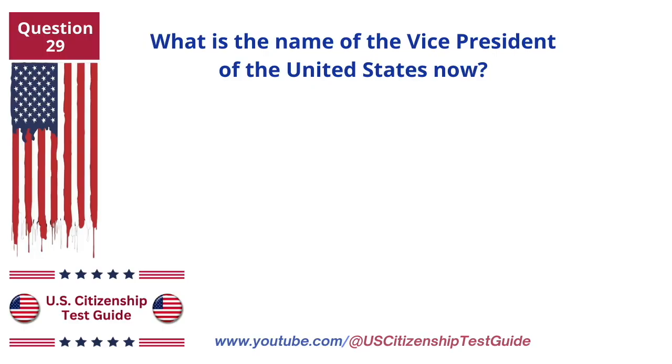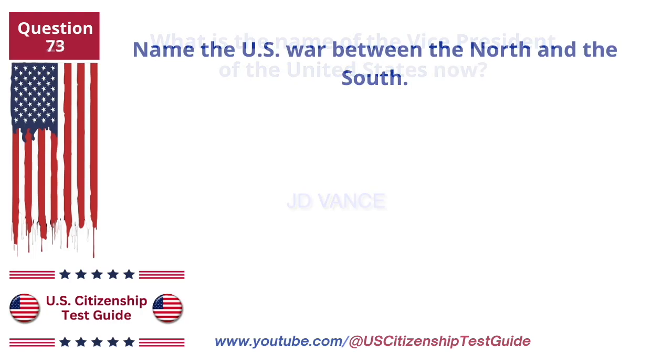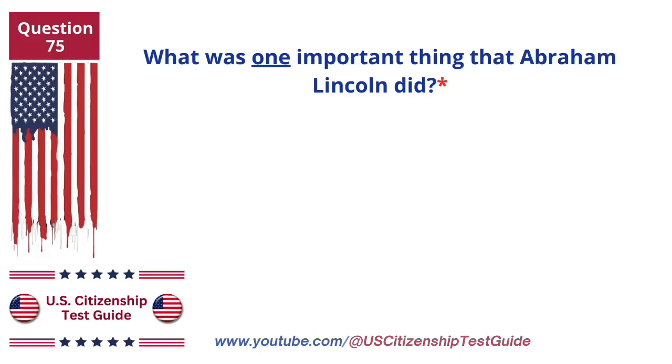What is the name of the Vice President of the United States now? J.D. Vance. Name the U.S. war between the North and the South. The Civil War. What was one important thing that Abraham Lincoln did? Freed the slaves.